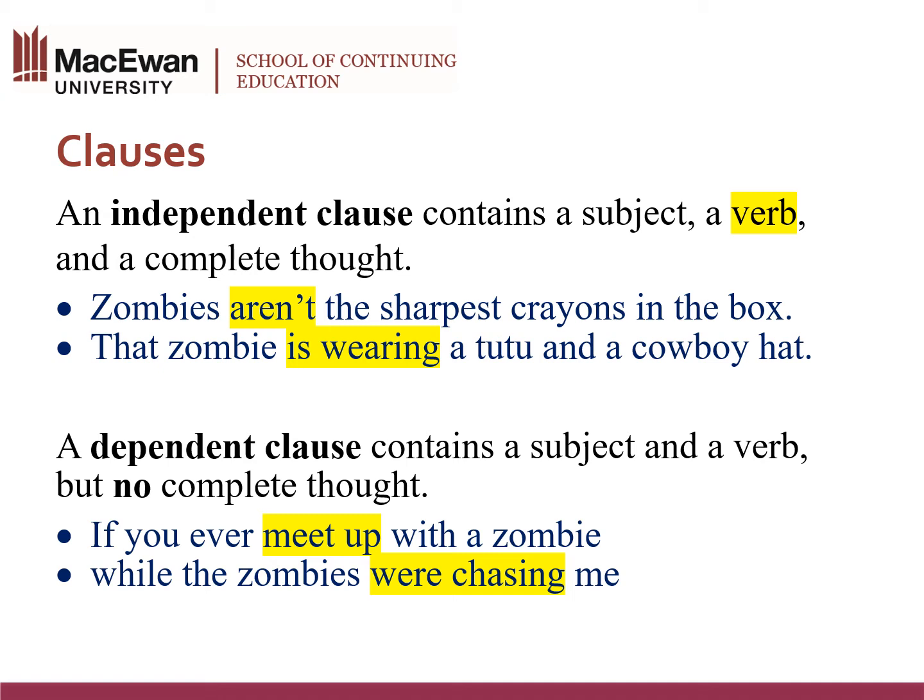But a dependent clause contains a subject and a verb, but no complete thought. So, if you ever meet up with a zombie, it's not finished. We need more information. While the zombies were chasing me, again, we need more information. But there is a subject in the first one, you, and the verb meet up. The second one, zombies were chasing. So we do have subjects and verbs, but they don't form a complete thought, so they're called dependent clauses. They will depend on an independent clause to form a complete sentence.